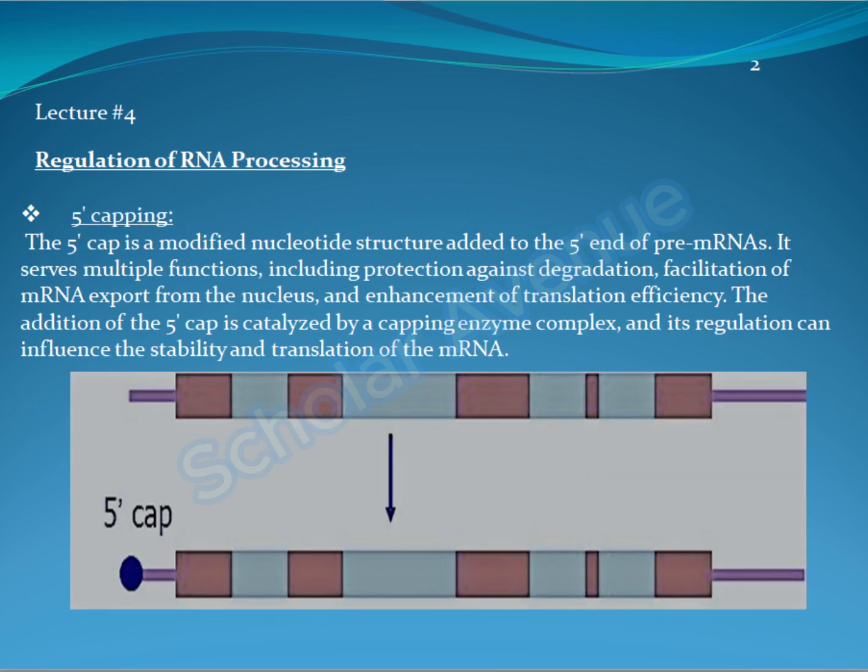First step is capping. The 5' cap is a modified nucleotide structure added to the 5' end of pre-mRNAs. It serves multiple functions, including protection against degradation, facilitation of mRNA export from the nucleus, and enhancement of translation efficiency. The addition of the 5' cap is catalyzed by a capping enzyme complex, and its regulation can influence the stability and translation of the mRNA.